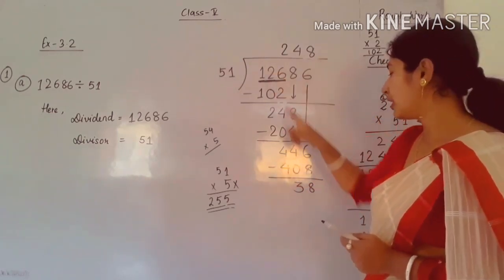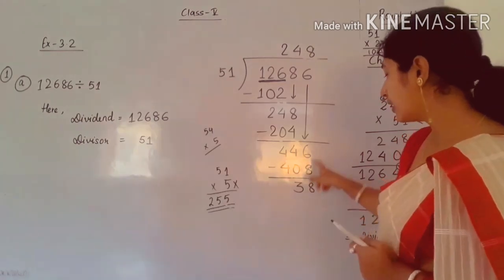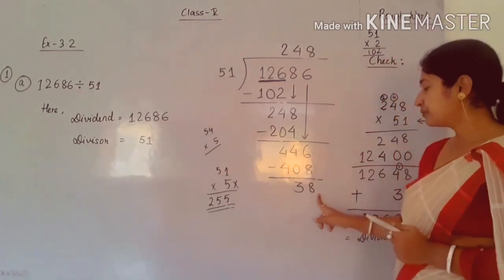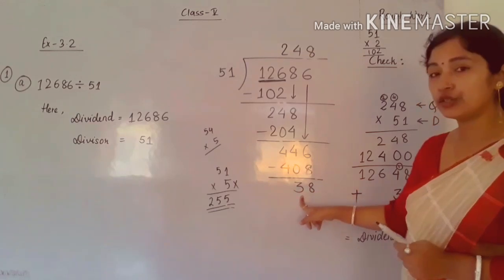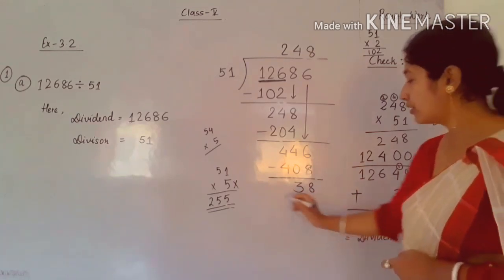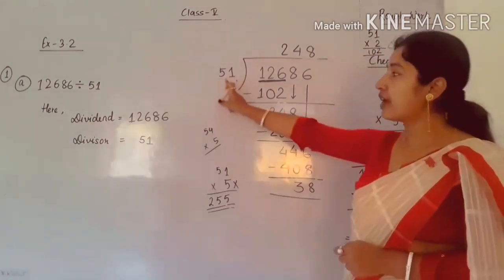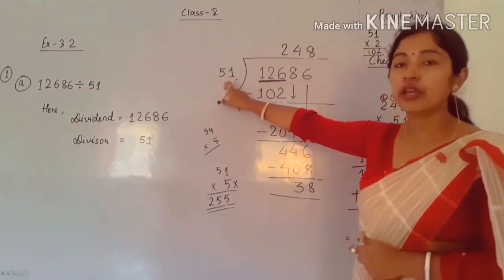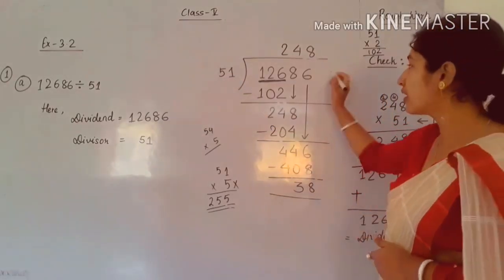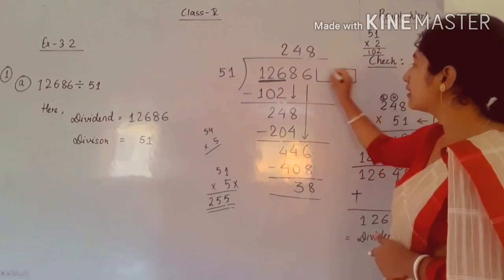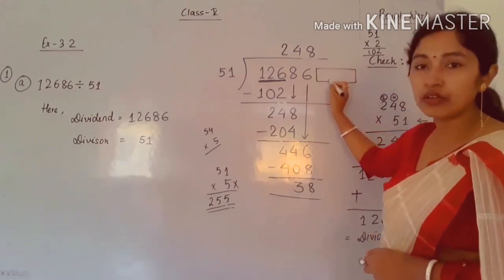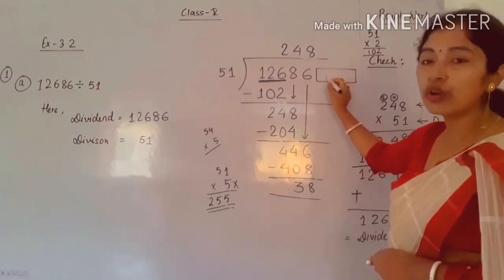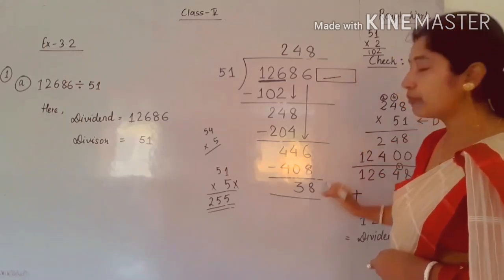So we will take 8. 51 eights are 408. Again, using subtraction, I got 38. So 38 is less than our divisor. Here you have to stop because there are no more digits next to 6. Behind 6 there is no number, so we cannot take any number here.